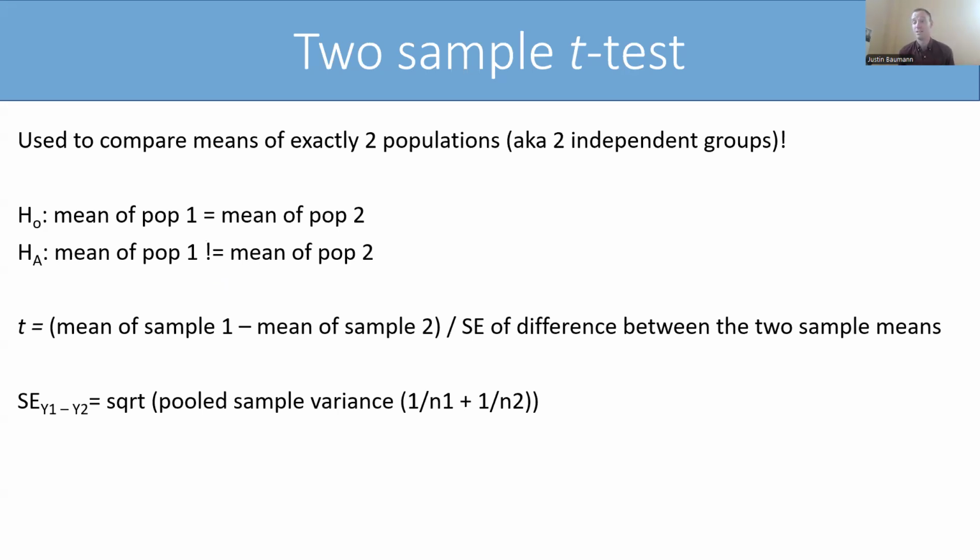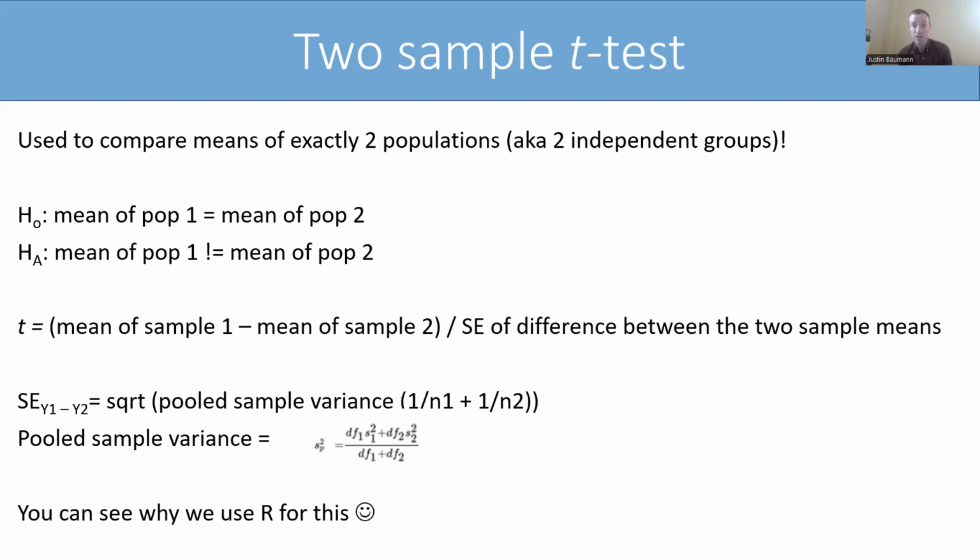If you needed it, here is the standard error of population 1 minus population 2. It's the square root of the pooled sample variance times 1 over n1 plus 1 over n2. Those are the sample sizes. A little bit annoying to calculate, but thankfully we have R. The pooled sample variance looks like this. So it gets really complicated when you start doing this stuff. And you can now see why we use R, because this is basically the simplest piece of statistics that we're ever going to do. But this is all sorts of kinds of math, right?